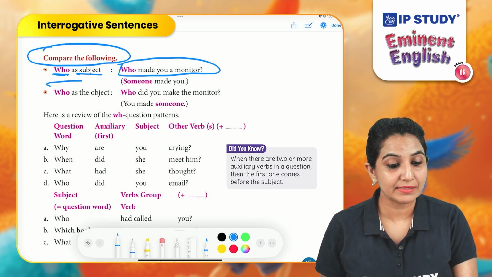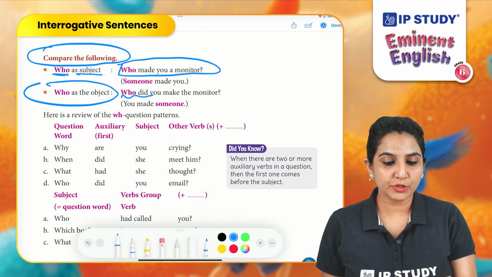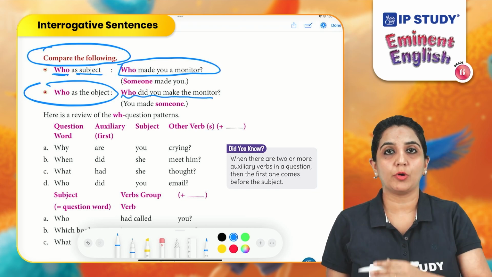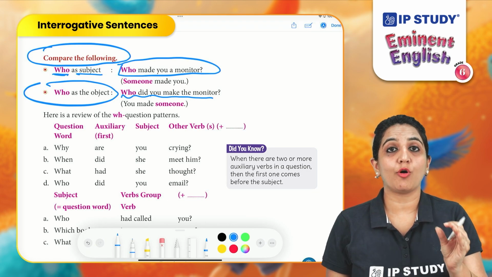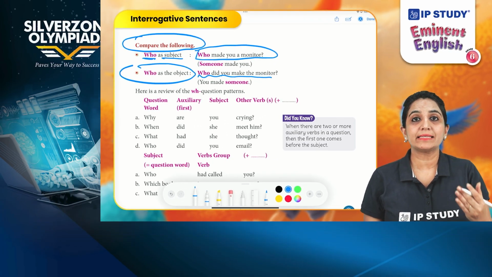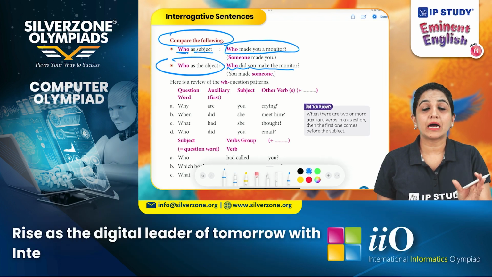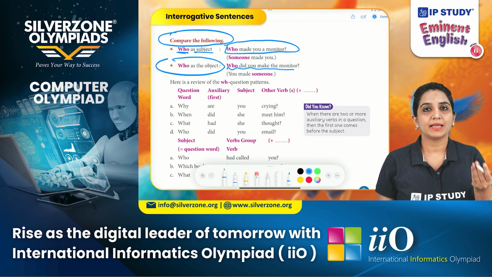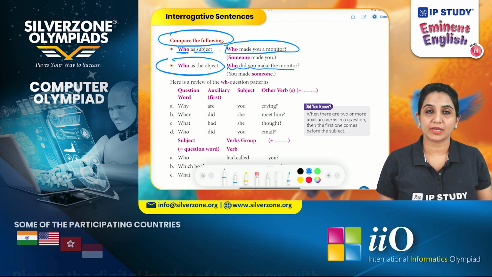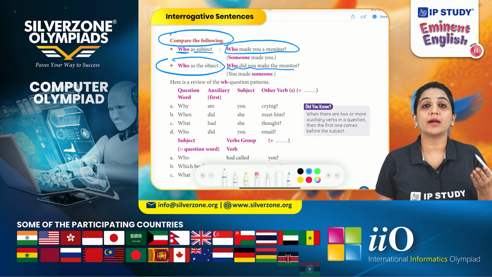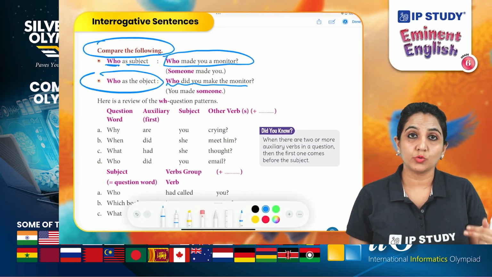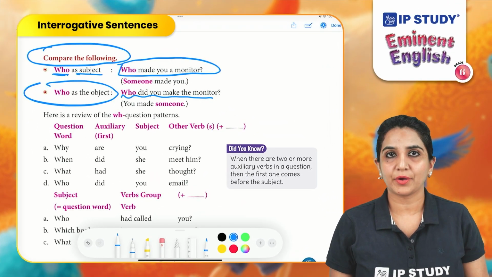Now who as the object? Who did you make the monitor? That means you made someone the monitor. So this is an example of using who as the object. So when in the question you're asking about someone, that is an example where who is the subject. But when you made someone, that means who is the object in this question.